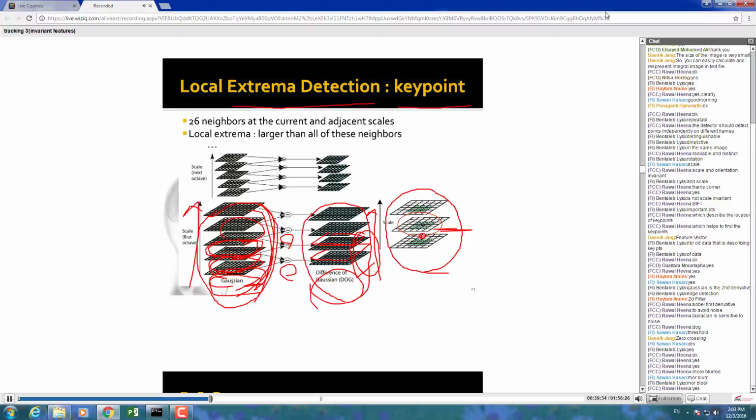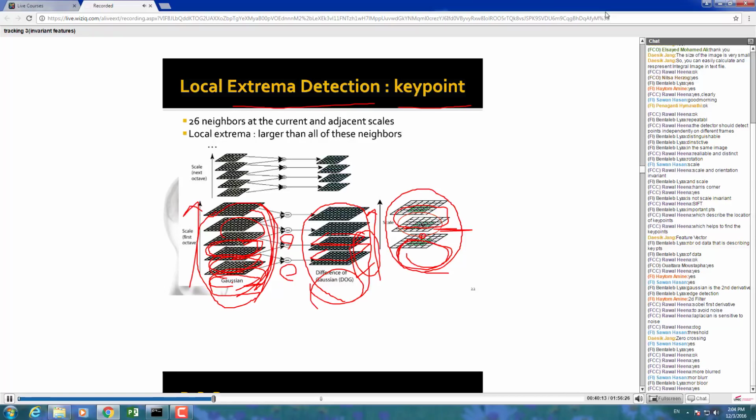Is it clear? And then for the same position, we are looking at the lower DOG image and upper DOG image. And we also collect the corresponding neighboring pixels. So for example, for the lower DOG image, for the current position, we can collect 9, 3 by 3, neighboring pixels. And for the upper DOG image, we can collect 9 neighboring pixels.